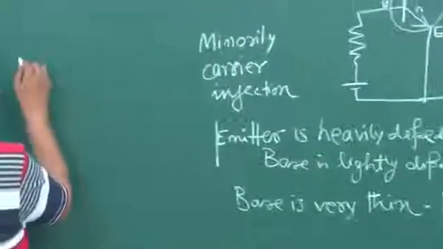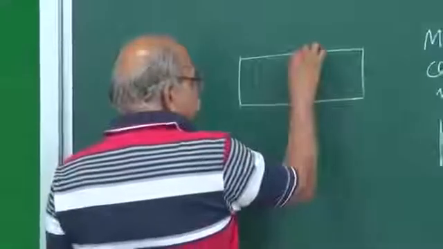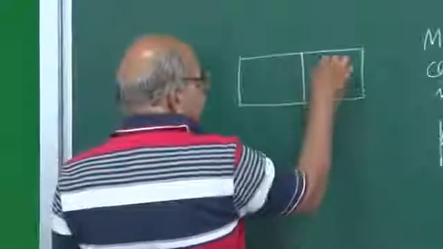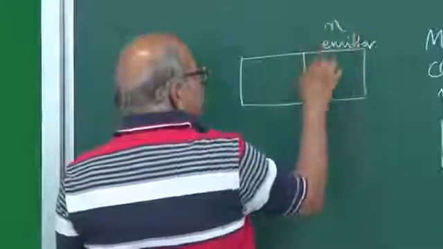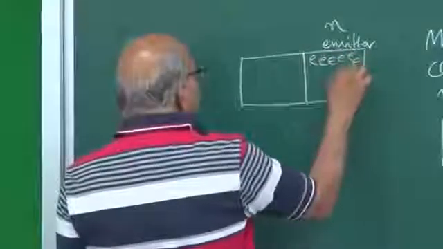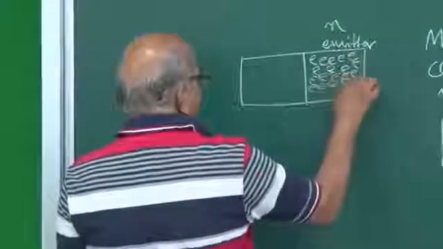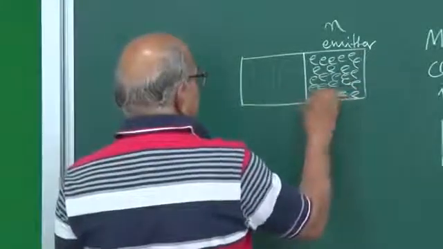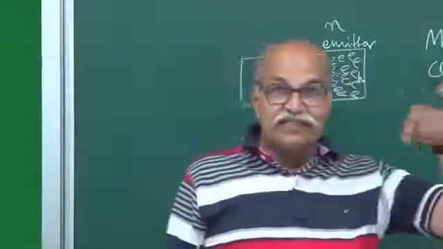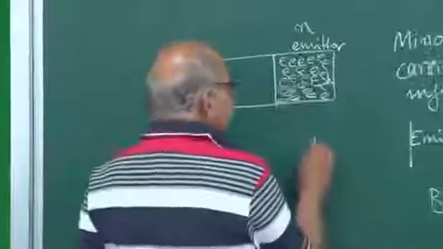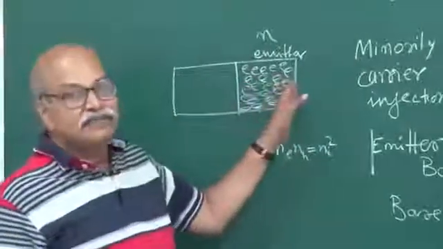So now the situation is something like this. First let us think of this first junction. This is emitter, which is N-type, which is heavily doped. That means there are a lot of electrons there. Lot many electrons are there. Very small number of holes. Remember, Ne into Nh is ni squared. Okay, Ne into Nh is ni squared. So if one is very large, the other is very small.